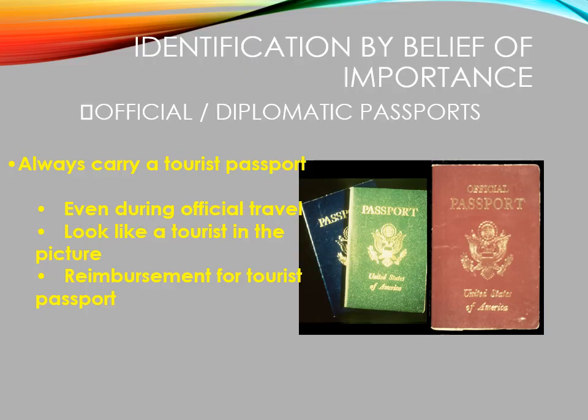All right. Identification by beliefs of importance: official and diplomatic passports, or special line privileges at the airport, or things like that. You need to use an unofficial or tourist passport whenever you can. If you must use your official passport to enter an area, keep it out of sight until you are required to show it and somebody asks for it. Anything that will identify you as not one of the people is going to identify you as someone important, which makes you more likely to be a victim.